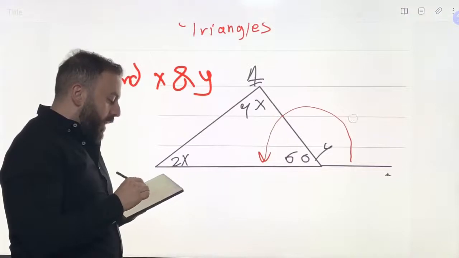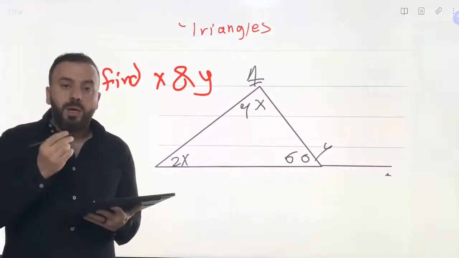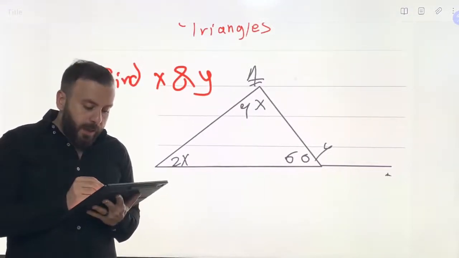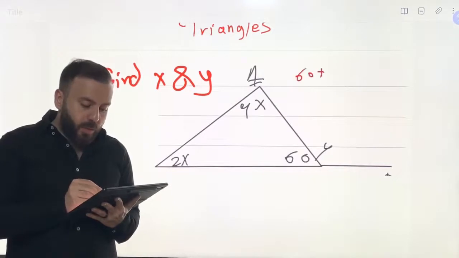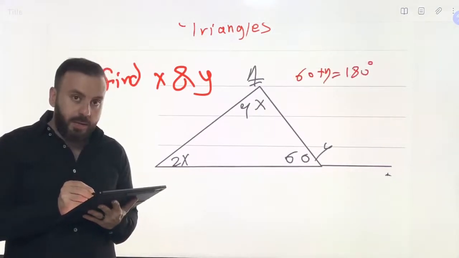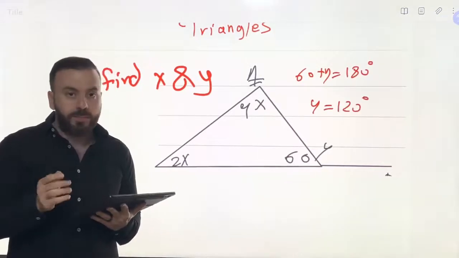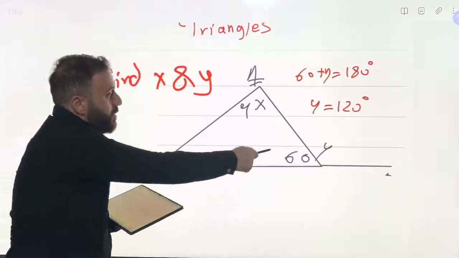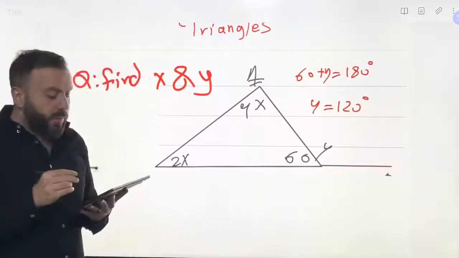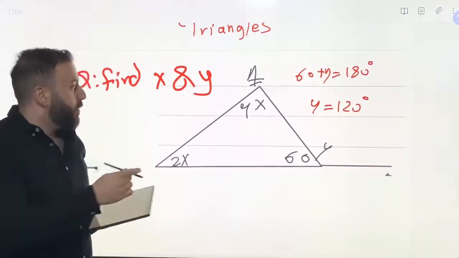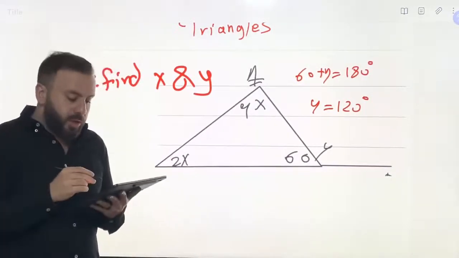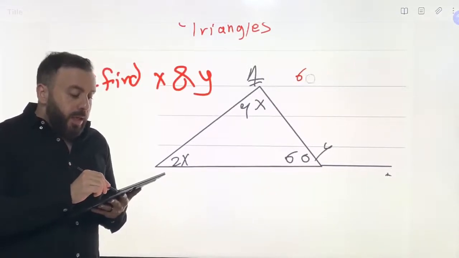So easily I can find y, which is what? 60 plus y is equal to 180 degrees. In this case, it means that y is equal to 120. Straightforward, that's it. This is for the case of y. Now, there are many ways to find x, but let's make it short.